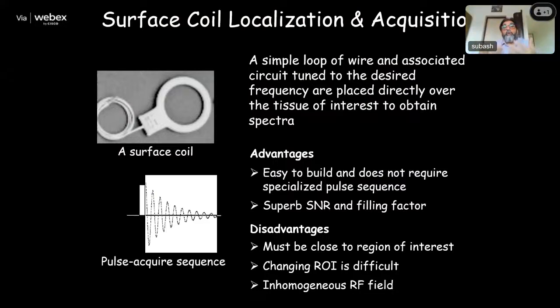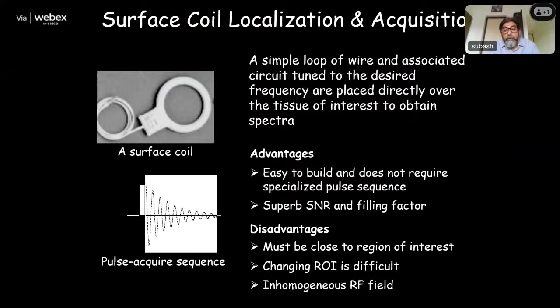Since muscle starts right from the uppermost layer, you will always get a good signal from surface coils if you are doing muscle spectroscopy. Most of the time these coils are very easy to build, and muscle doesn't need any specialized pulse sequence. A simple free induction decay pulse-acquire, as we call it, can be used to acquire signal from the muscle. They are simple LC circuits tuned to the resonance frequency of phosphorus, and you can get signals very nicely from this.